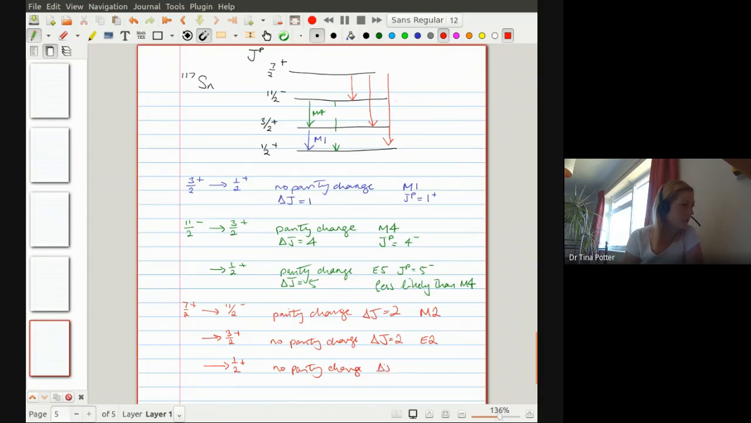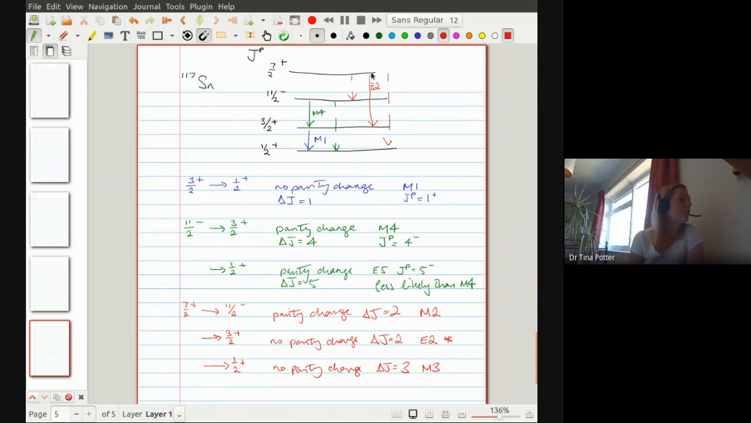And we have a delta J here of 3. So we're going to have an M3 transition here. When we have a look at what's likely here, the M2 will obviously be more likely than M3, and our E2 transitions are more likely than the M2. So it's our E2 transition here which will dominate, and we can draw the other ones with dashed lines because they are suppressed.